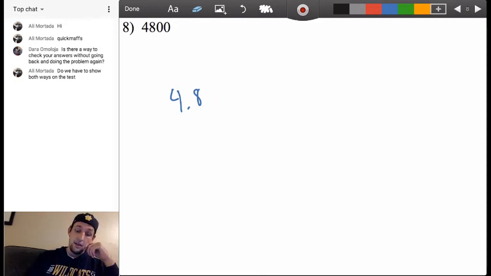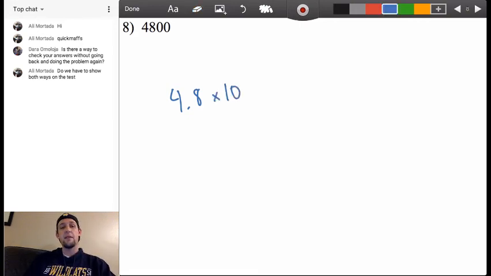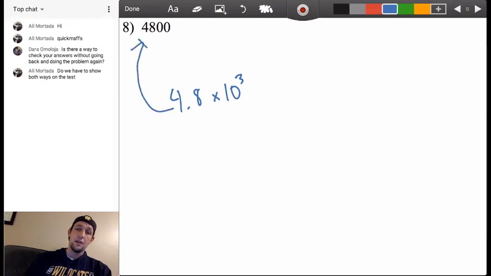Then I want to write my times 10 part, and then for the exponent, I'm figuring out what I would have to do to 4.8 to get it to be the original number. Well, I'd have to multiply it by 10 3 times. So that's a positive 3. I get a lot of a negative 3 exponent on that one. But again, this number should match this number. So if I go back that direction, I should get my original number. That's why I need a positive exponent, because it's bigger.